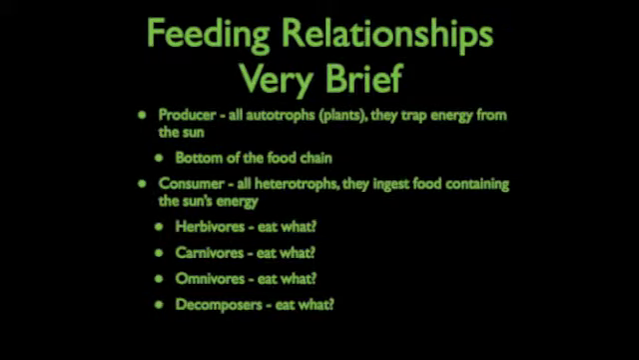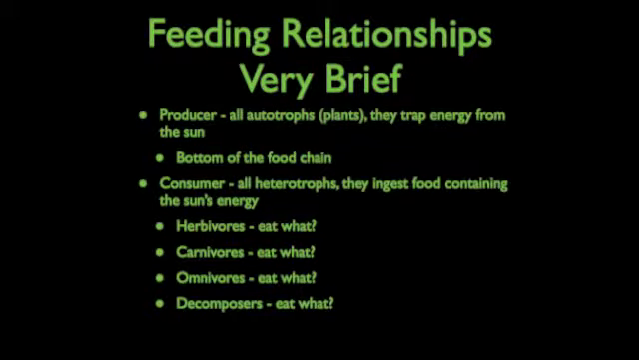Omnivores actually eat both plant and animal. So, the most obvious one for an omnivore would be us. We like to eat meat. We like to eat our veggies. We are omnivores. Bears are also omnivores. They eat fish. They eat berries. There's a few others as well.